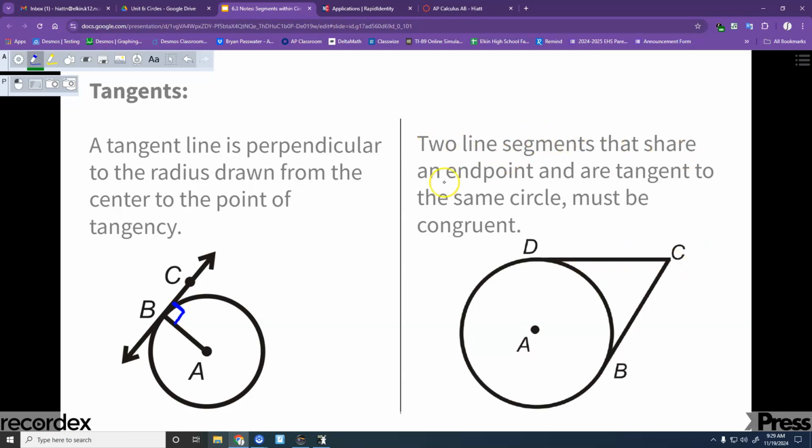Two line segments that share an endpoint and are tangent to the same circle must be congruent. So if we have two line segments here that are tangent to the circle, this one barely touches the circle here, this one barely touches the circle here, they have to be the same length.